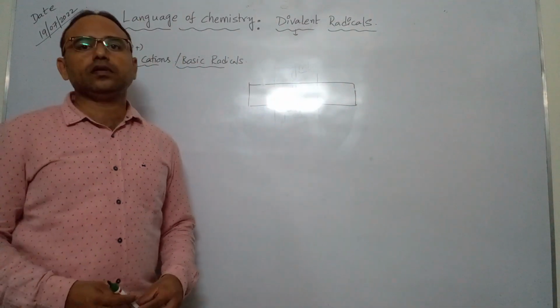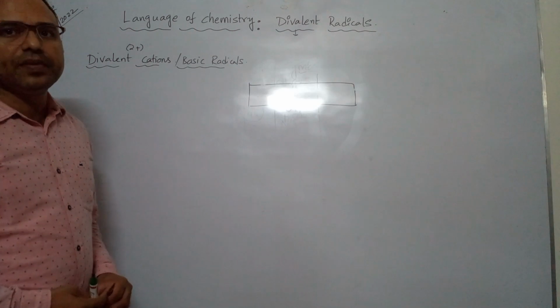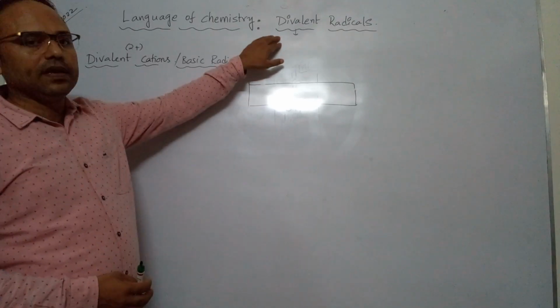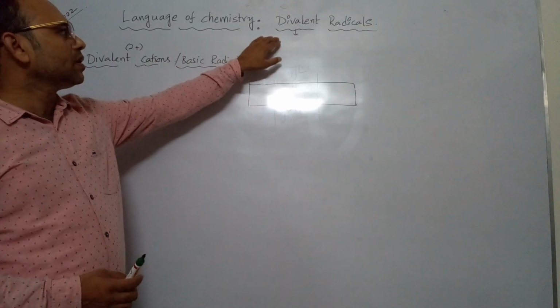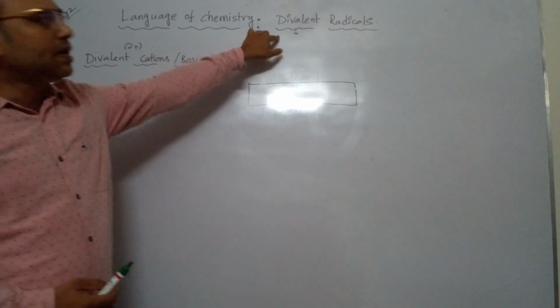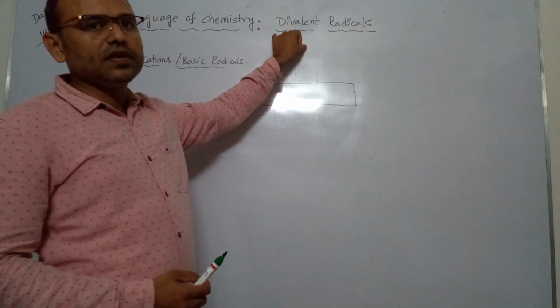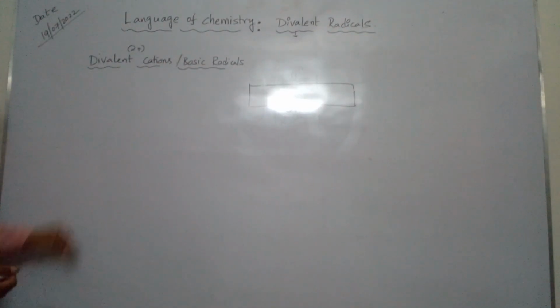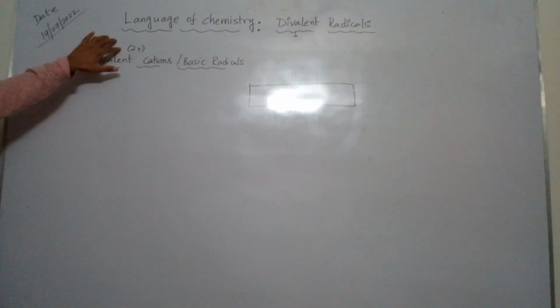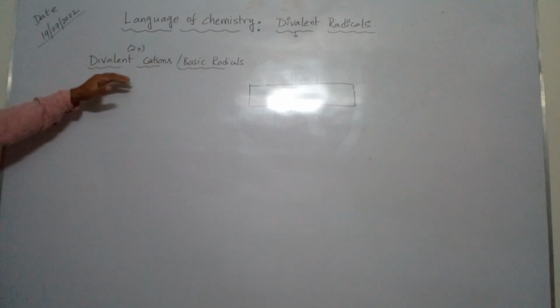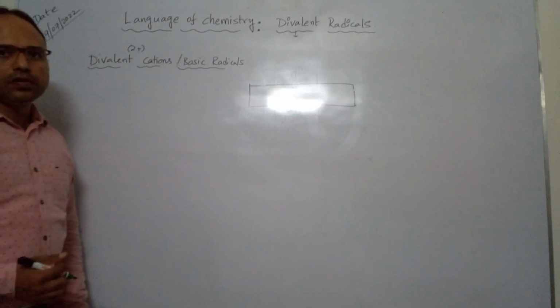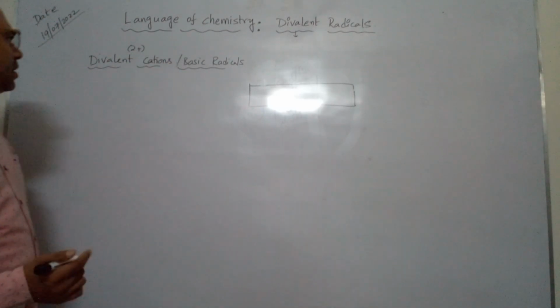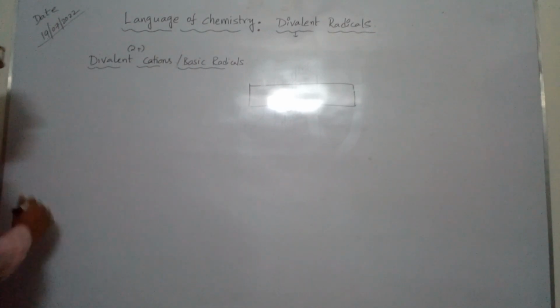Good evening, students. Today's topic is the language of chemistry, divalent radicals, for grade 9 students. So we know divalent indicates that we have an oxidation state of 2. It can be plus or minus. First of all, divalent cations with the 2 plus oxidation state we can also call basic radicals. Now let us see the mnemonic, how to remember writing these divalent cations.